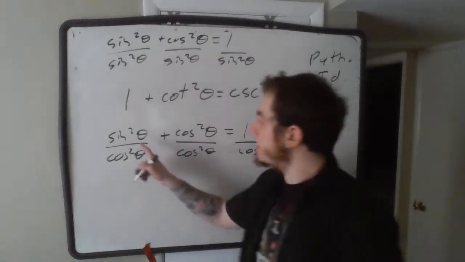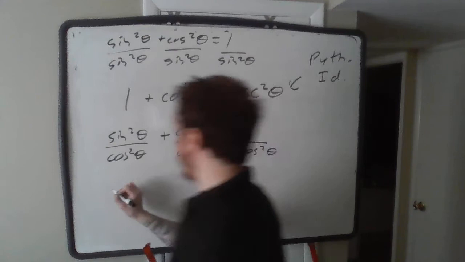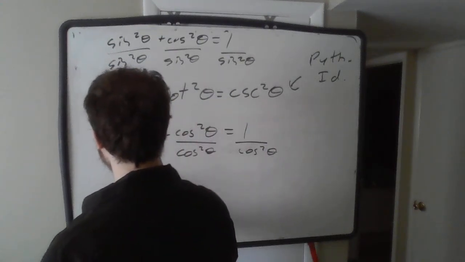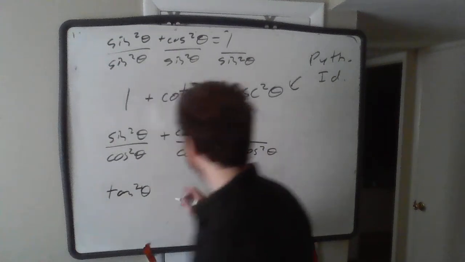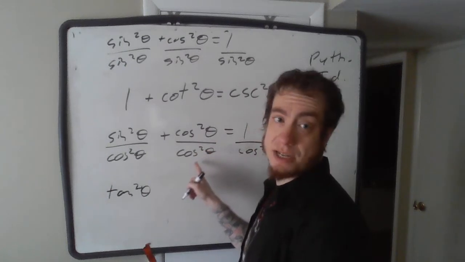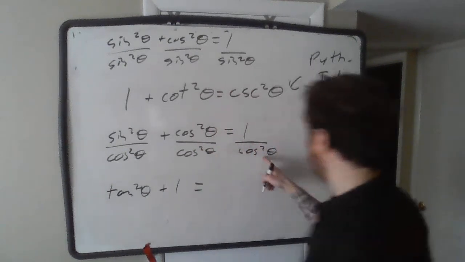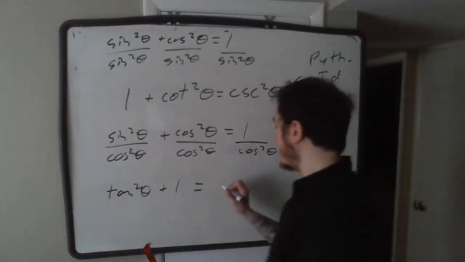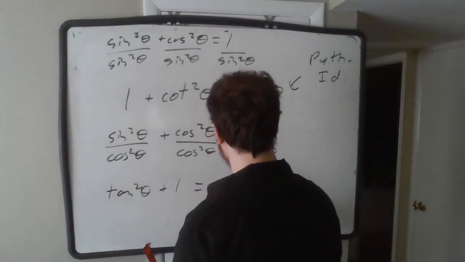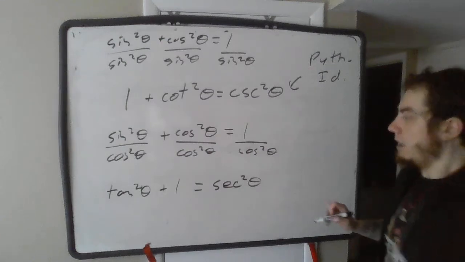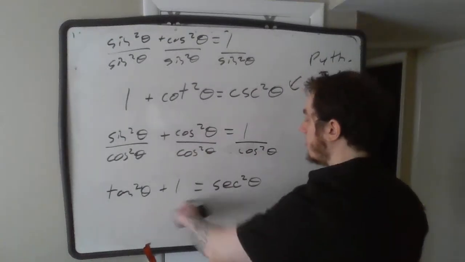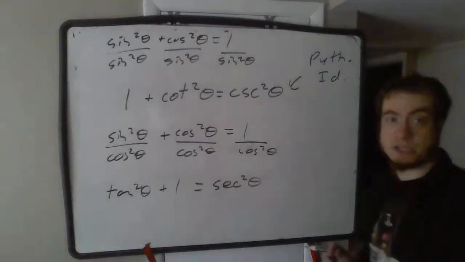Because what's going to happen here? Sine squared over cosine squared is actually tangent squared theta. Cosine squared and cosine squared are going to cancel out and give me 1. And the reciprocal of cosine is regular secant. So we get secant squared theta. So tan squared theta plus 1 is equal to secant squared theta.